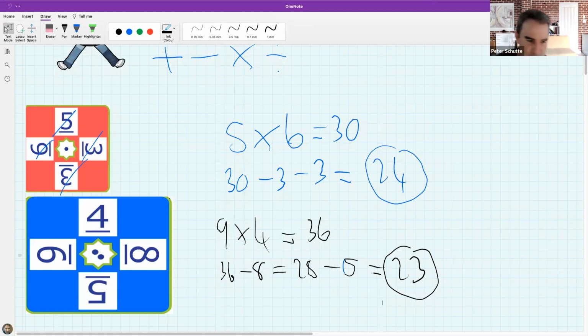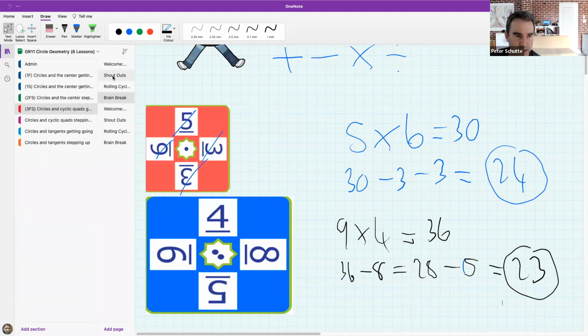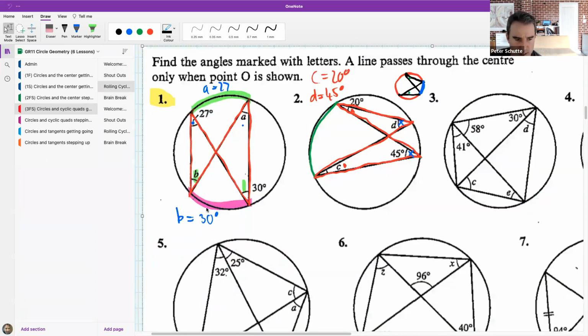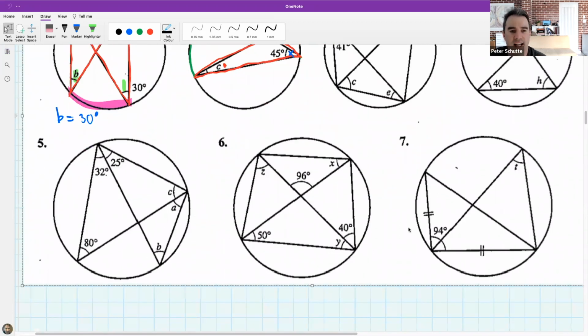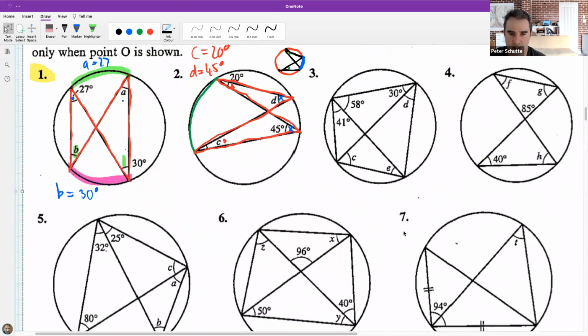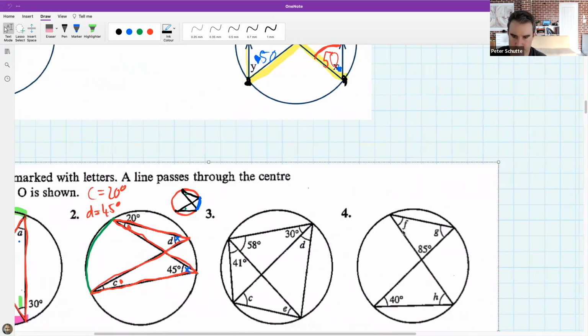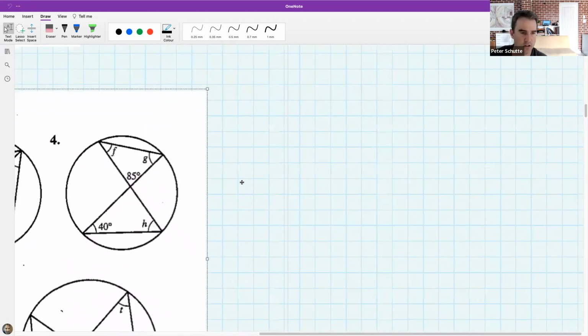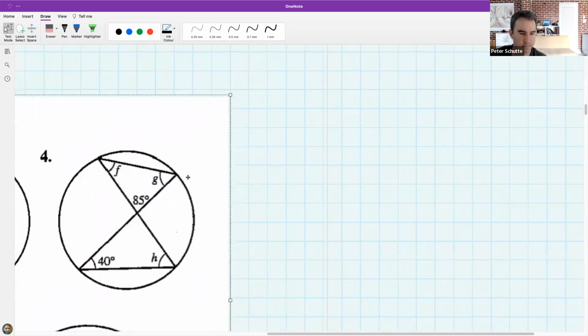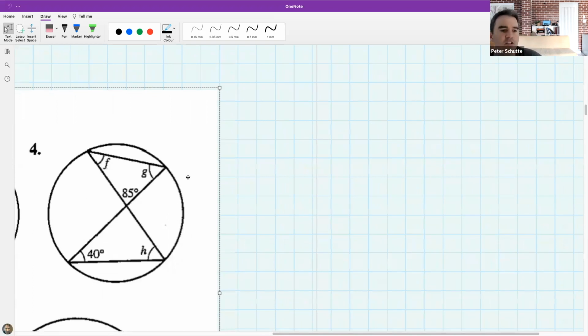But yeah, well done. So it's a great game for just working on your mental memory and stuff like that. Okay, let's go back to these ones. If we look at these questions, let me go to 4. So I want everyone to try and do number 4 for me. So try and solve for F, for G, and for H.